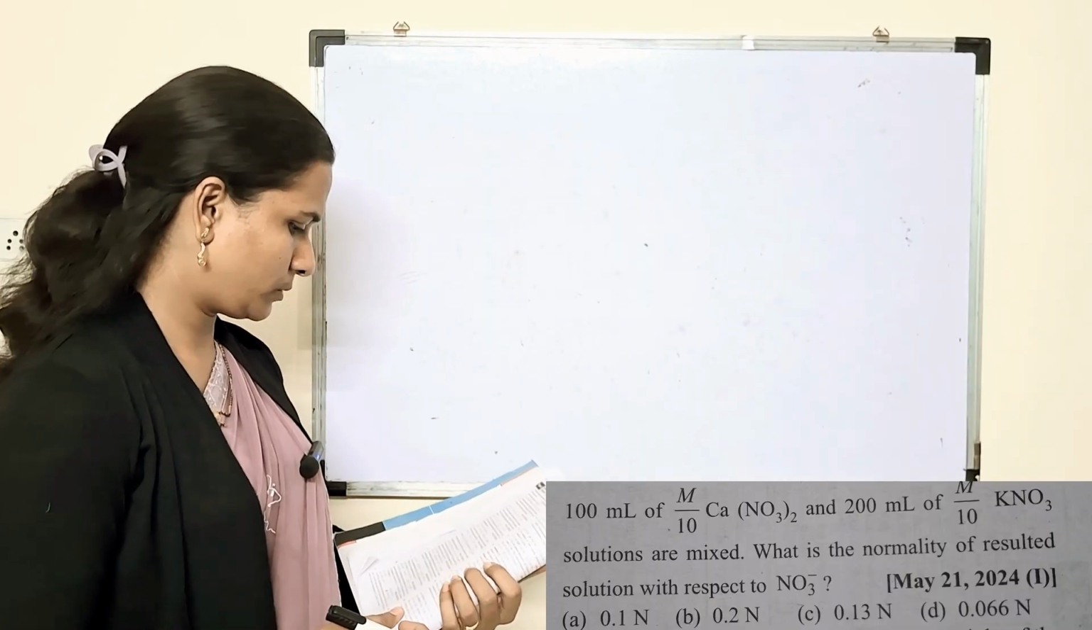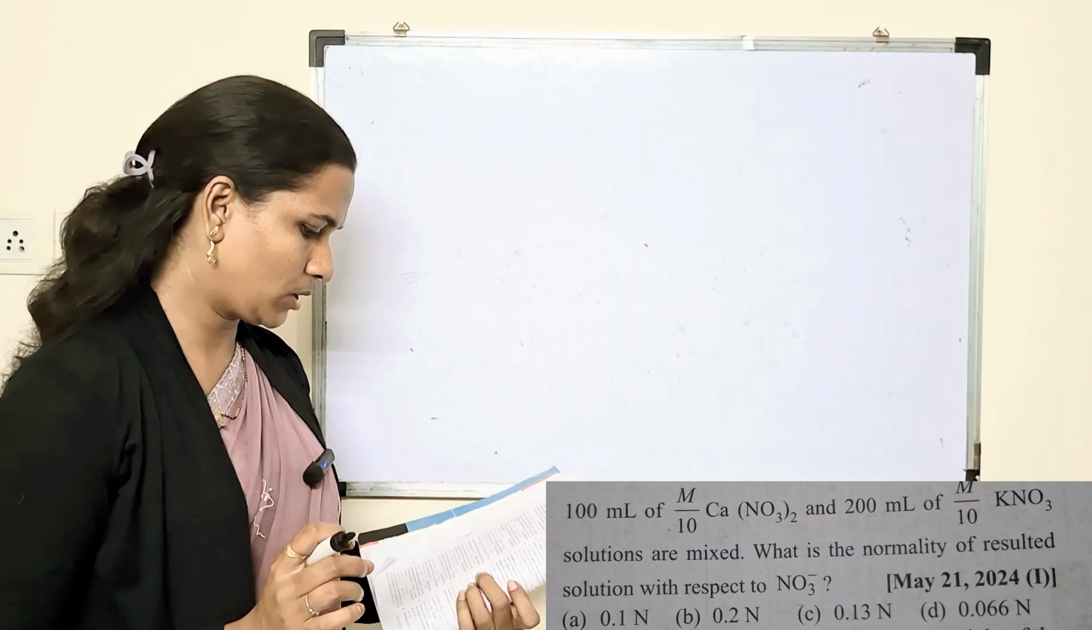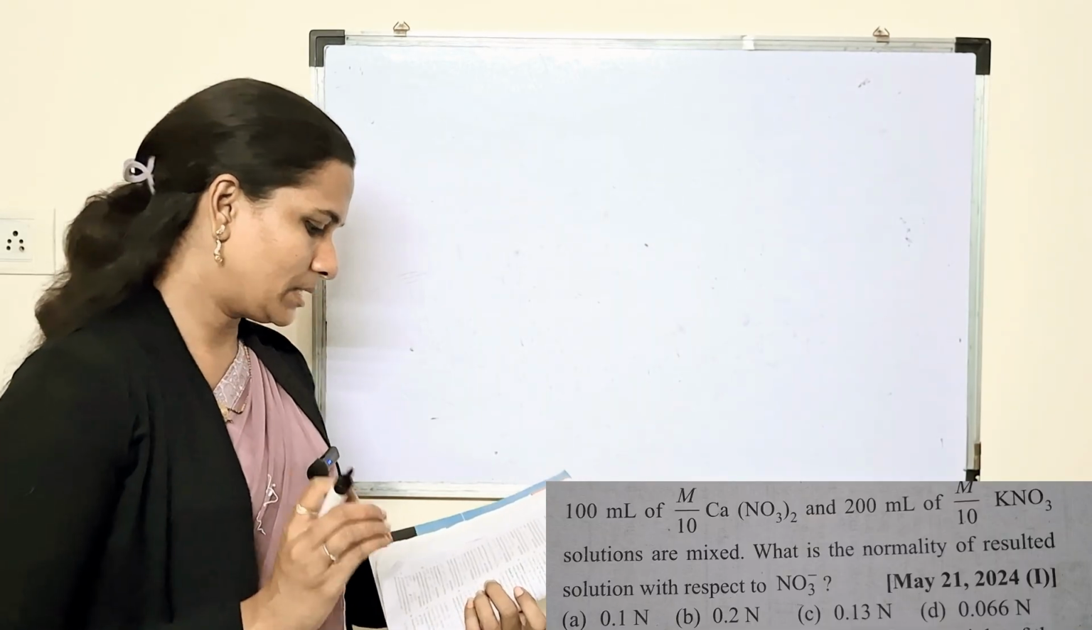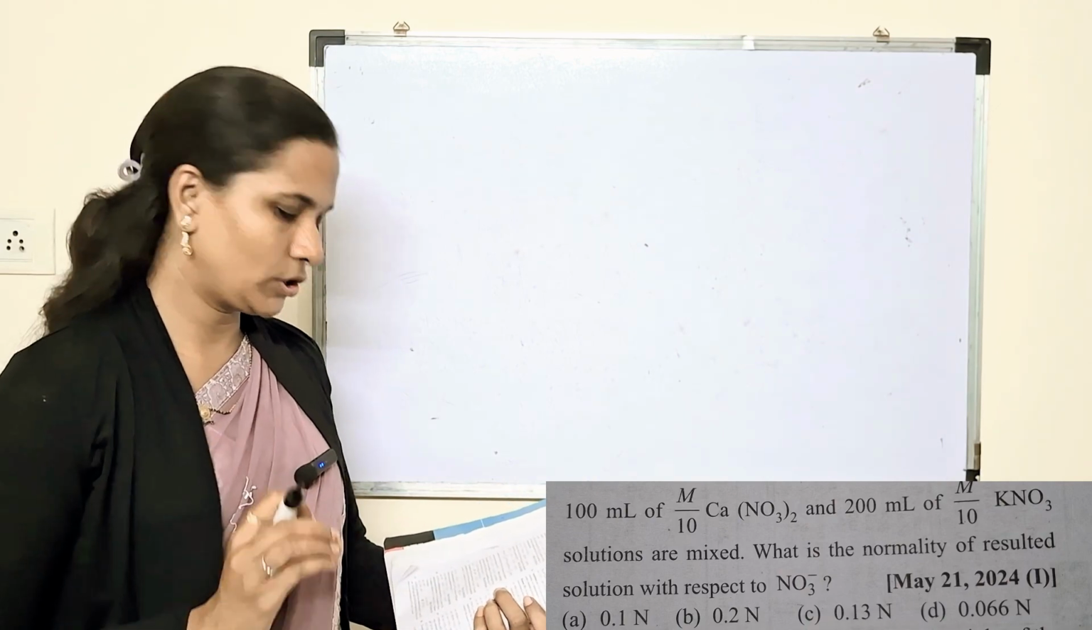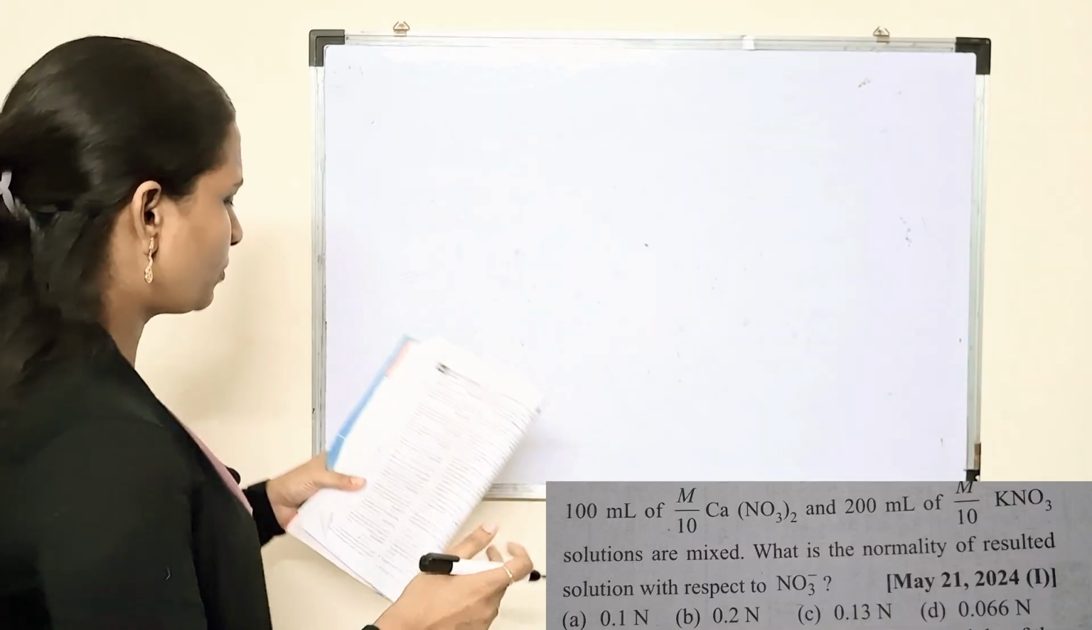100 ml of M by 10 Ca(NO3)2 and 200 ml of M by 10 KNO3 solutions are mixed. What is the normality of the resultant solution with respect to NO3 minus? So this is the question. Now coming to the given information.